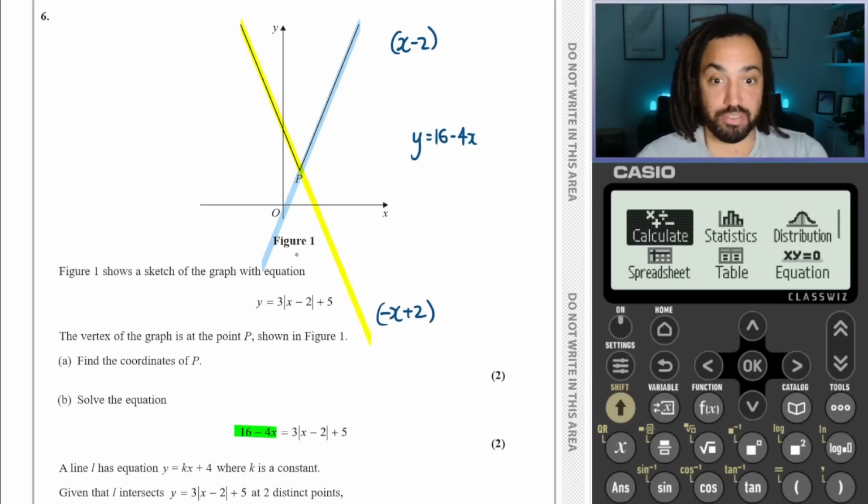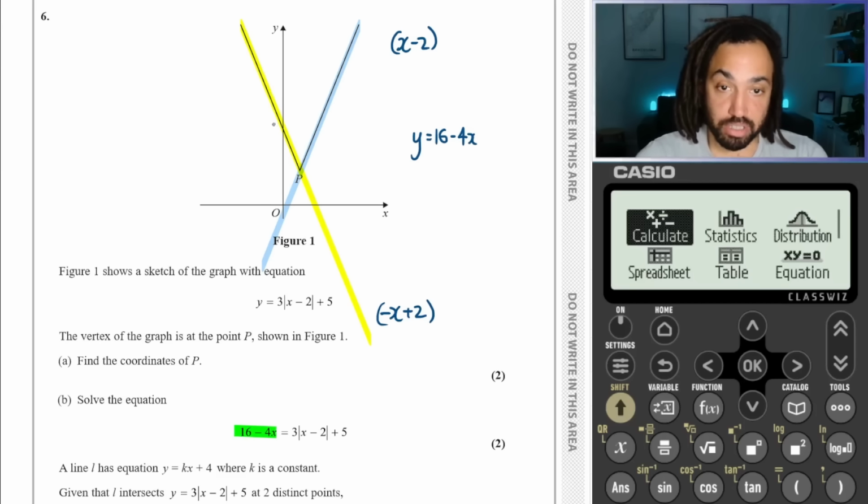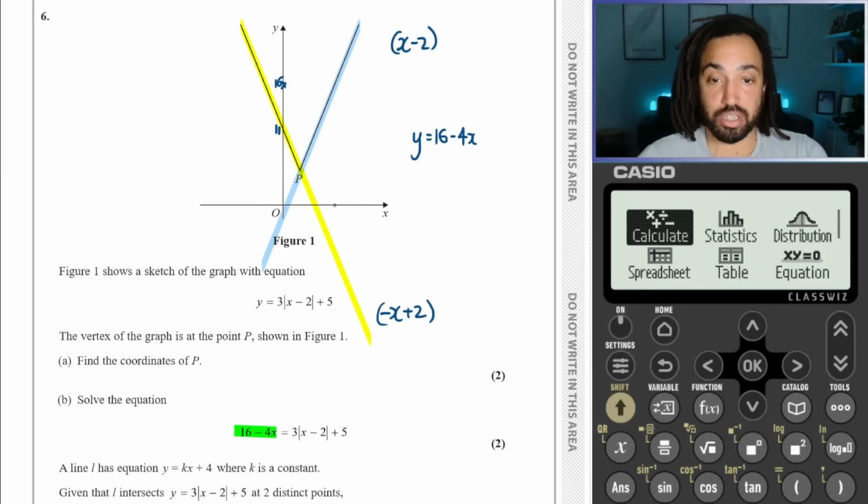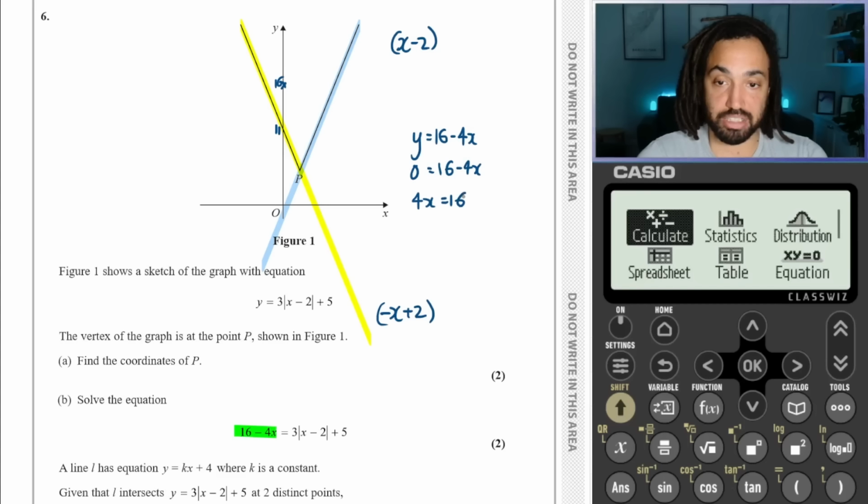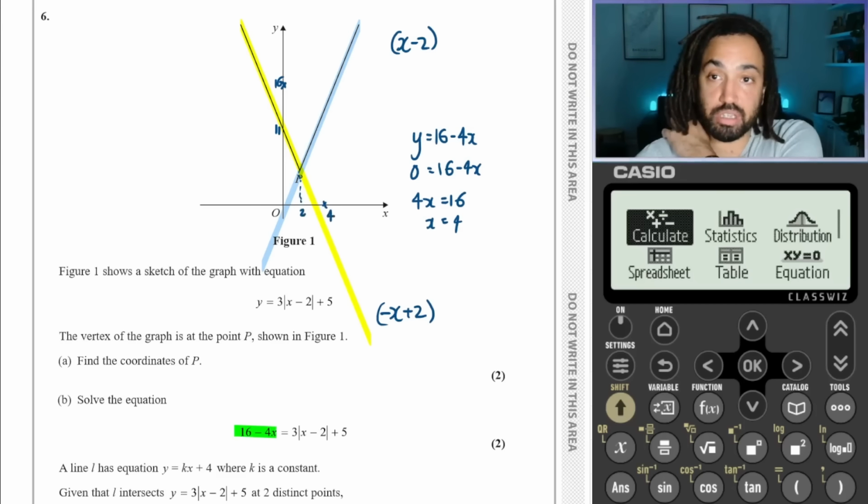So it's also important to find where the modulus function crosses the y-axis. Well, when x is 0, minus 2 is going to turn to 2 because of the modulus, times 3 is 6, plus 5 is 11. So it's going to go through there at 11. And this one here is going to go through at 16 because that's the y-intercept. It's going to go through the x-axis when y is 0, we get 16 minus 4x, so 4x equals 16, so x equals 4. We know this point here is at 2, so it's going to go through here at 4. Right, great.